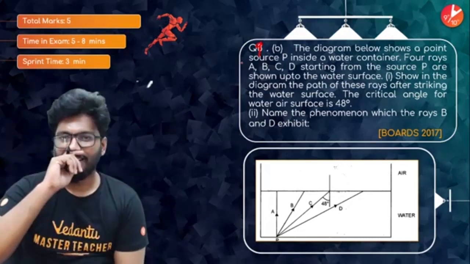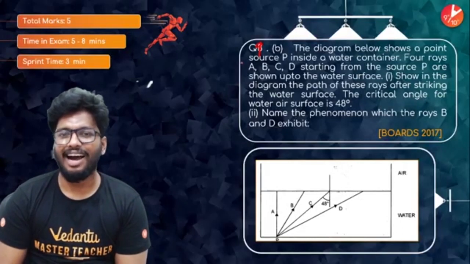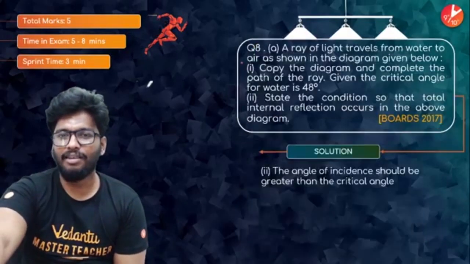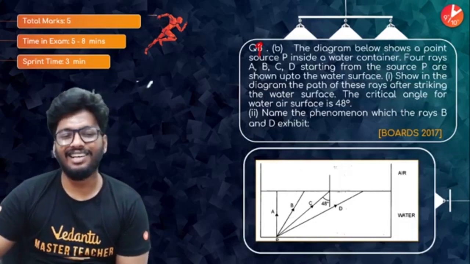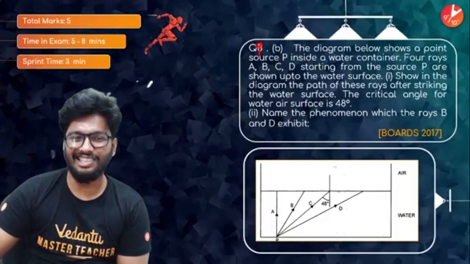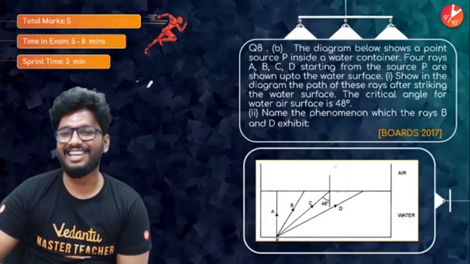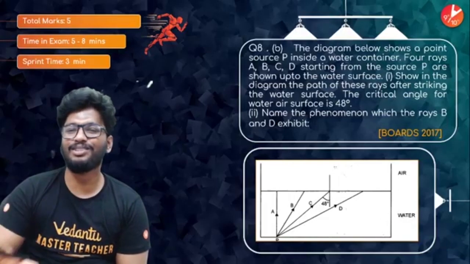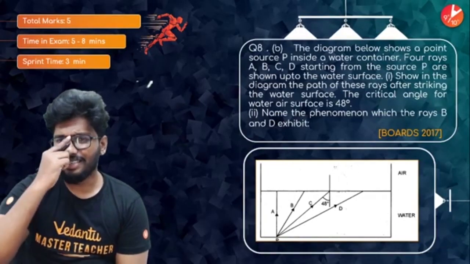The question is this. The diagram below. Wait, what? I think this is the same question, no? I believe it's the same question. Oh yeah, it's the same question, guys. It's not the 9th question, right? So yeah, this question is actually pretty long. I didn't realize it until now. All right, so this is the question, guys. This is the second part of the question. The diagram below shows a point light source P inside the water container.